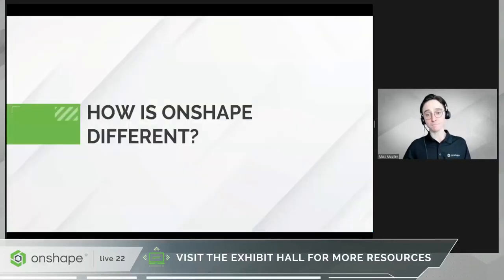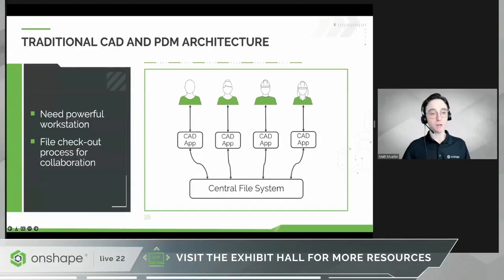So to start, let's try and understand a little bit about how Onshape is different than other CAD platforms. So this architecture you see in this diagram is what you might expect from any traditional desktop CAD system these days. There's a CAD application that's downloaded onto your computer, and then there's some central file system that keeps track of all the parts and assembly files that an engineering team is working on.